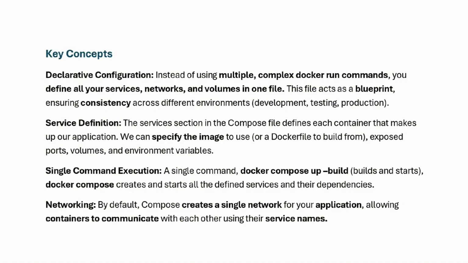Instead, we define all our services, networks, and volumes in one file. So that file, the Docker Compose file, acts as a blueprint that ensures consistency across different environments. That compose file has service definition. In that service section of the compose file, we specify the image to use. The ports, volumes, and environment variables all are defined in the service section. And it's a single command execution. For networking, Docker Compose creates a single network that allows containers to communicate with each other using the service names.